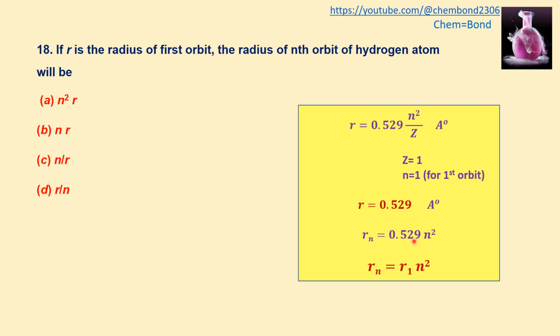So in this formula, instead of 0.529, we will put r1, the radius of the first orbit, or we can also put r. So Rn, the radius of the nth orbit, is equal to n square times r, where r is the radius of the first orbit. So the answer is n square r.